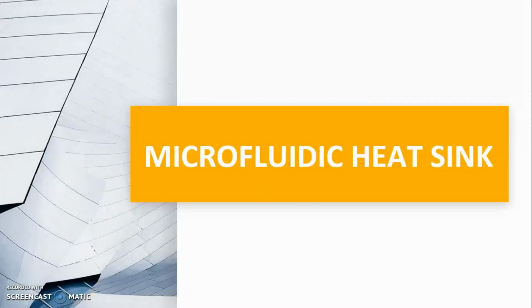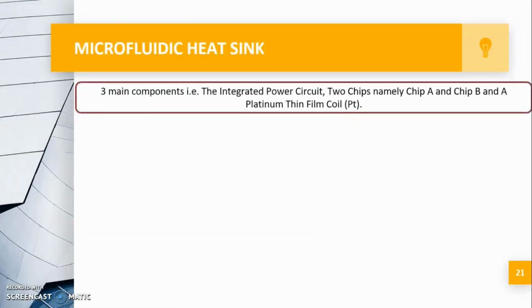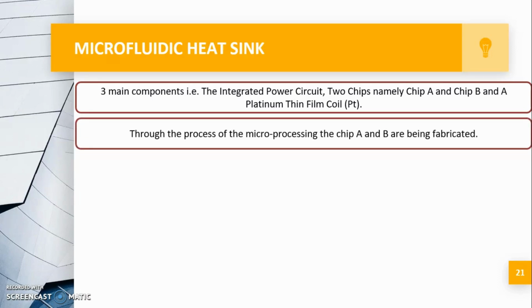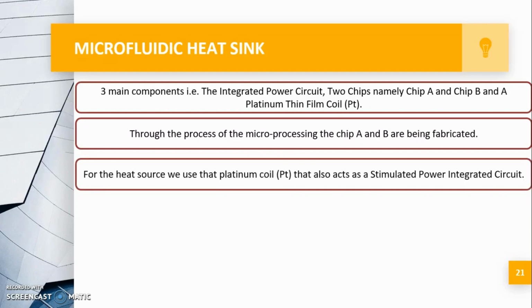So here we will be starting with the microfluidic heatsink. Mainly in a microfluidic device, there are three main components: the integrated power circuit, two chips, namely chip A and chip B, and a platinum thin film coil, that's PT. Through microprocessing, chip A and chip B are fabricated. For the heat source, we use the platinum coil that also acts as a simulated power integrated circuit.